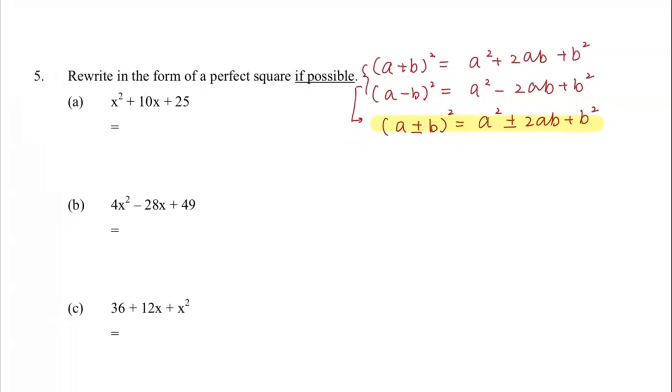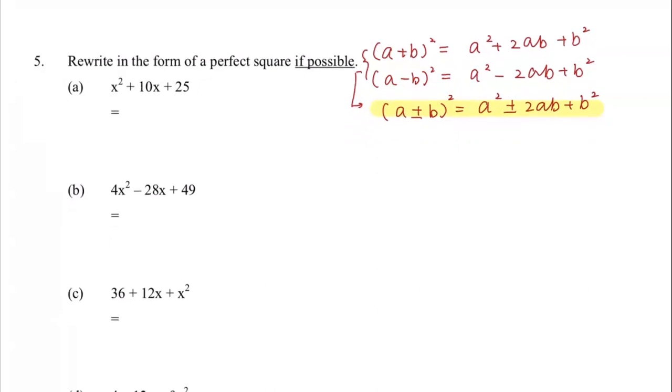Let's look at question 1. x squared plus 10x plus 25. When you see an expression like this, always compare the question to the formula. Compare the terms, compare the coefficients. The formula starts with a squared. We have x squared. I will say that's the same form, right?